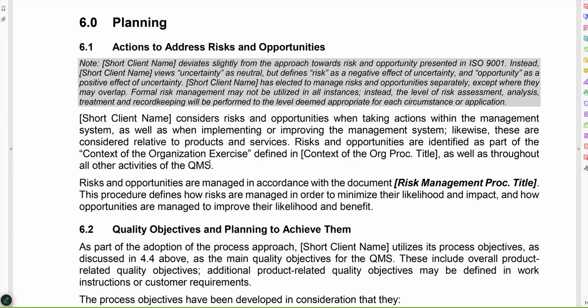Now let's talk about planning in the quality manual. So here we are talking about actions to address risks and opportunities. We have to write the following statement, where the company considers risks and opportunities when taking actions within the management system, as well as when implementing or improving the management system. Likewise, these are considered relative to products and services. Risks and opportunities are identified as part of the context of the organization exercise defined, and here we are going to add a procedure, as well as throughout all other activities of the quality management system. So this is, I would say, usual normal content that we add into this section.